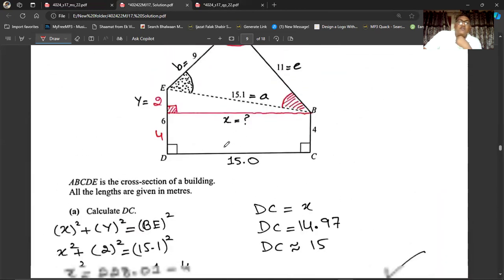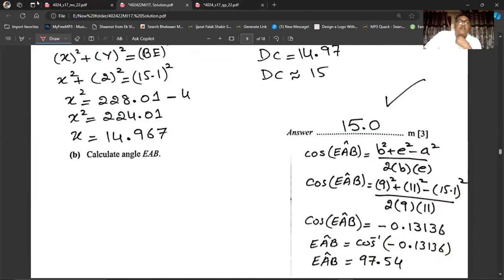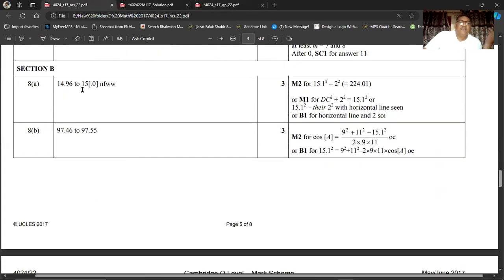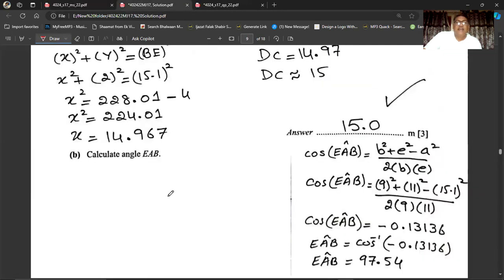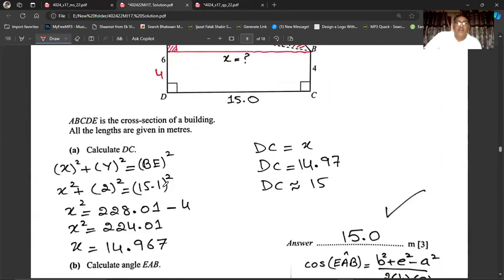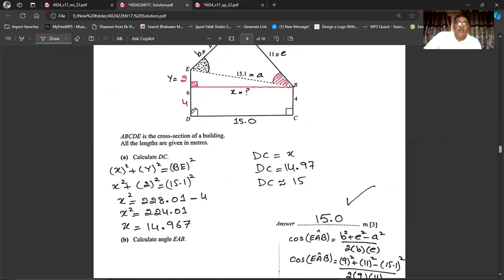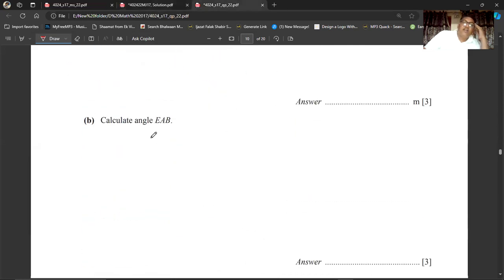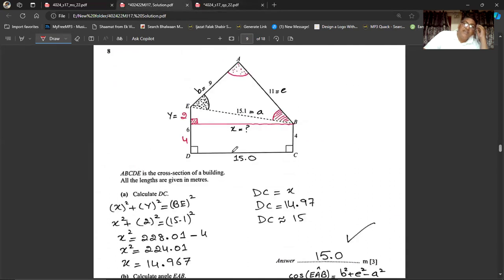Okay, now their next question is, let me first of all check. So the reading is 14.96 to 15, and my answer is right. You can pause the video and you can check this working if you want more time with this question. Okay, now in the next part he says calculate the angle EAB.